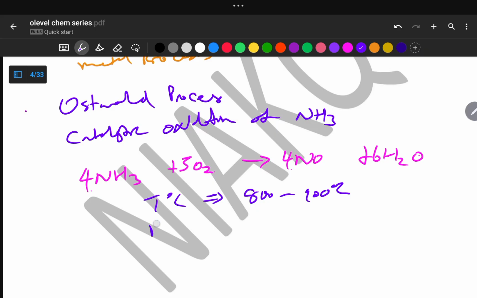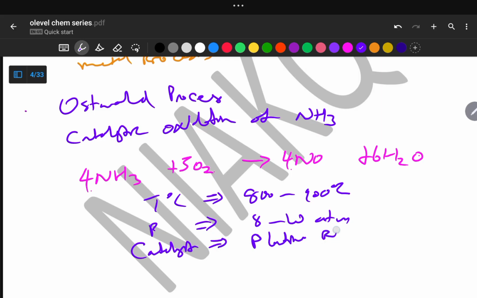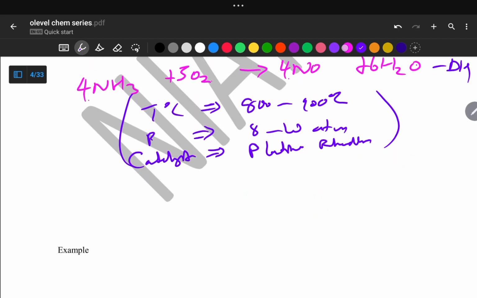So the conditions for this reaction, we are going to have a temperature of about 800 to 900 degrees Celsius, and then a pressure of about 8 to 10 atm. And then for the catalyst, we are going to use platinum-rhodium, right? So you must know the conditions by heart. And then also remember that this one is an exothermic reaction, right? And then we go on to the next stage.